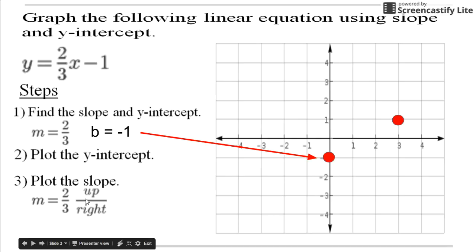Well, instead of going up and to the right, I can reverse both of those. And I can go down and to the left. So if I went down 2 and to the left 3, notice how that gives me a point that's still in line with my other 2 points. So if I'm going to reverse one of them, I have to reverse the other. I can't go down and to the right, or I can't go up and to the left. I've got to reverse both of them. So I went down 2 and to the left 3.